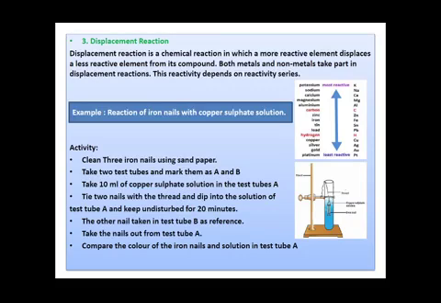After 20 minutes, take out the iron nails from the copper sulfate solution. And now you have to compare the blue color copper sulfate solution of test tube A, that is the original one, and of test tube B. And you also have to compare the color of the iron nails dipped in copper sulfate solution and the one which was left as it is.